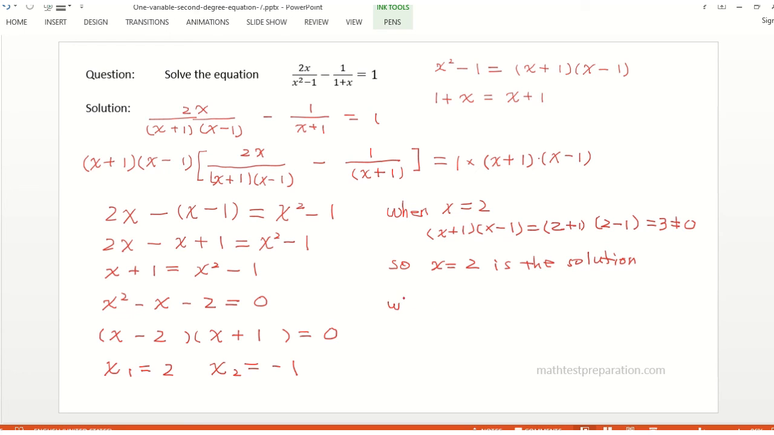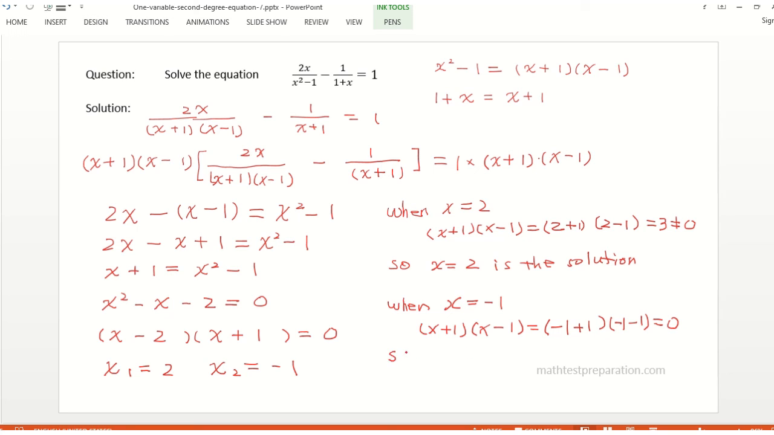When x equals to -1, then x plus 1 times x subtract 1 equals to -1 plus 1 times -1 subtract 1, which equals to 0. When x equals to -1, x plus 1 times x subtract 1 equals to 0.